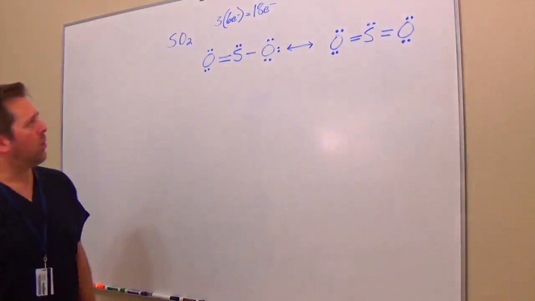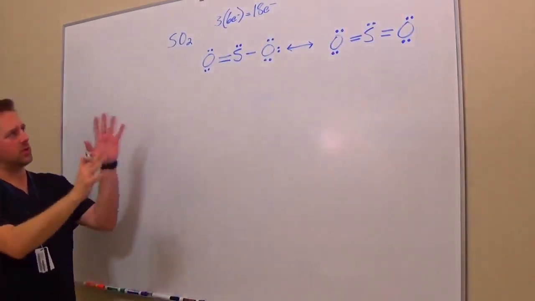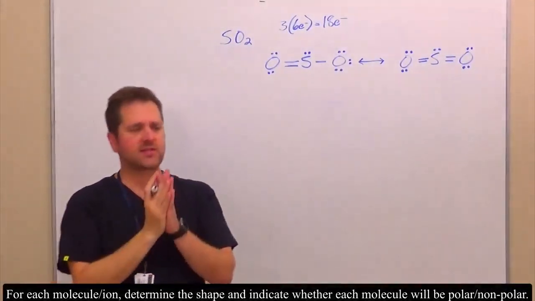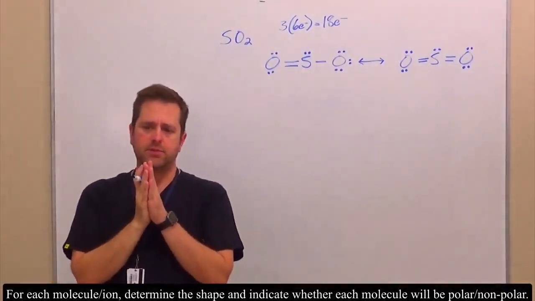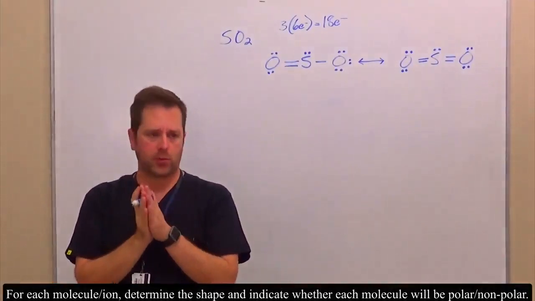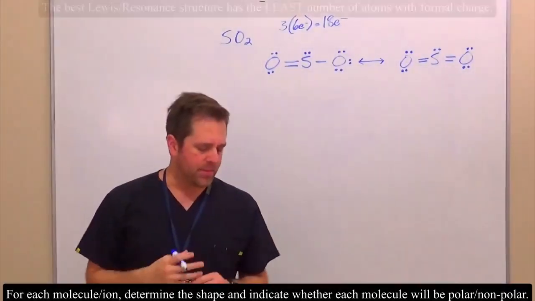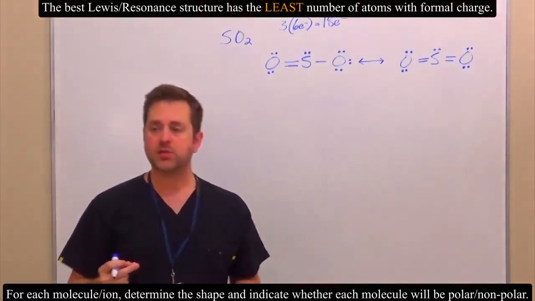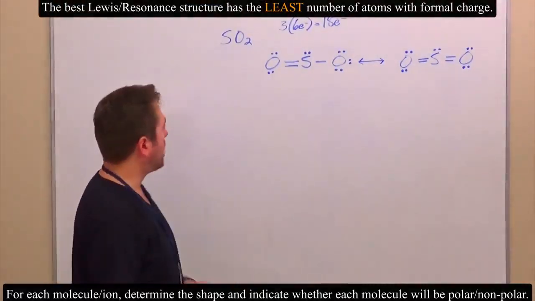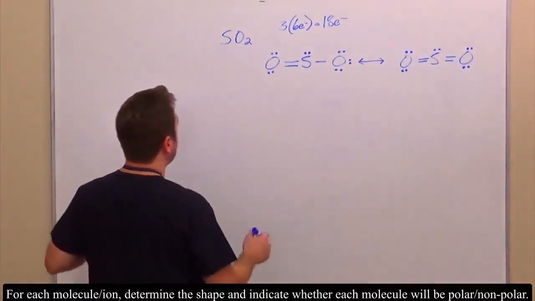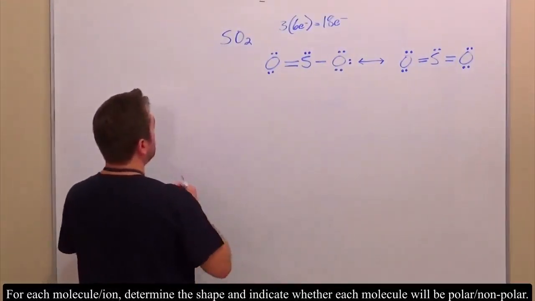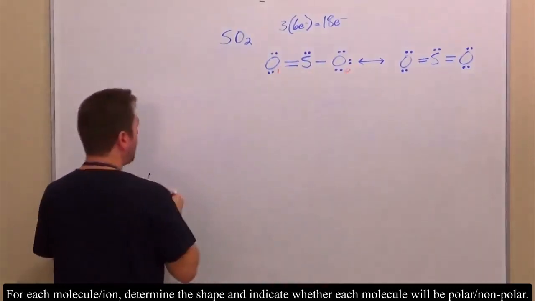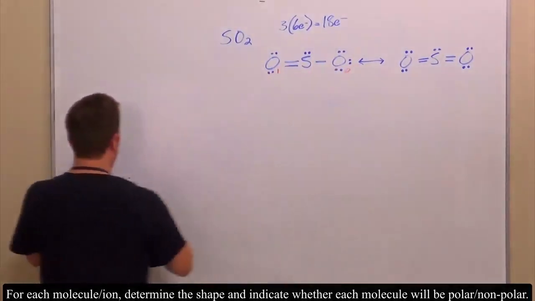Okay. Well, after you figured out all your basic Lewis structures and you've accounted for resonance and so forth, the next thing to start figuring out would be formal charges. What's the point? Well, the best Lewis and resonance contributing structures are going to have the least number of atoms with formal charge. So let's progress forward. Let's call this oxygen number 1 and this one number 2. And we'll figure out the formal charges of the elements here.